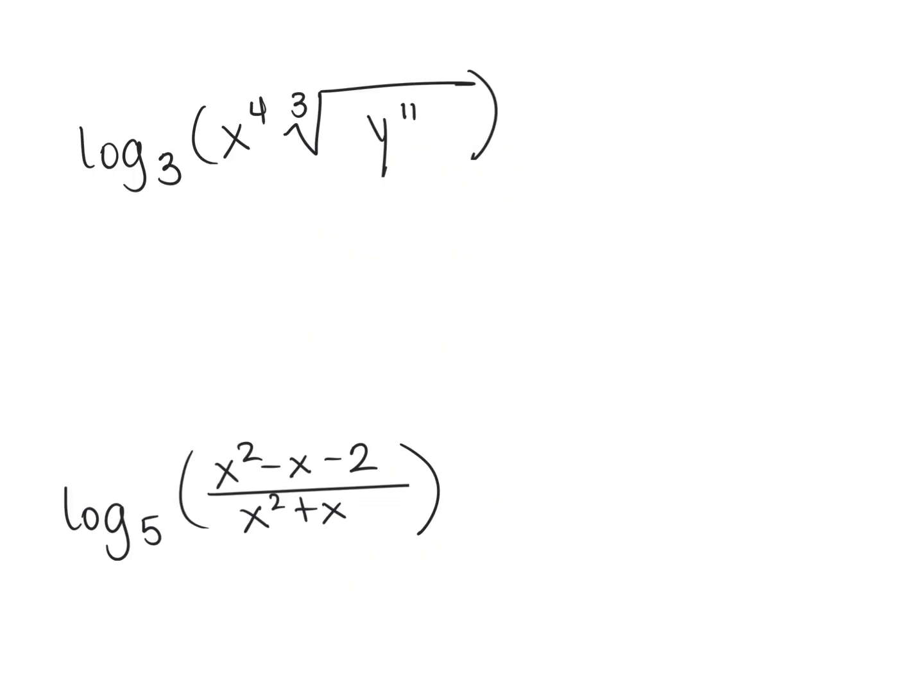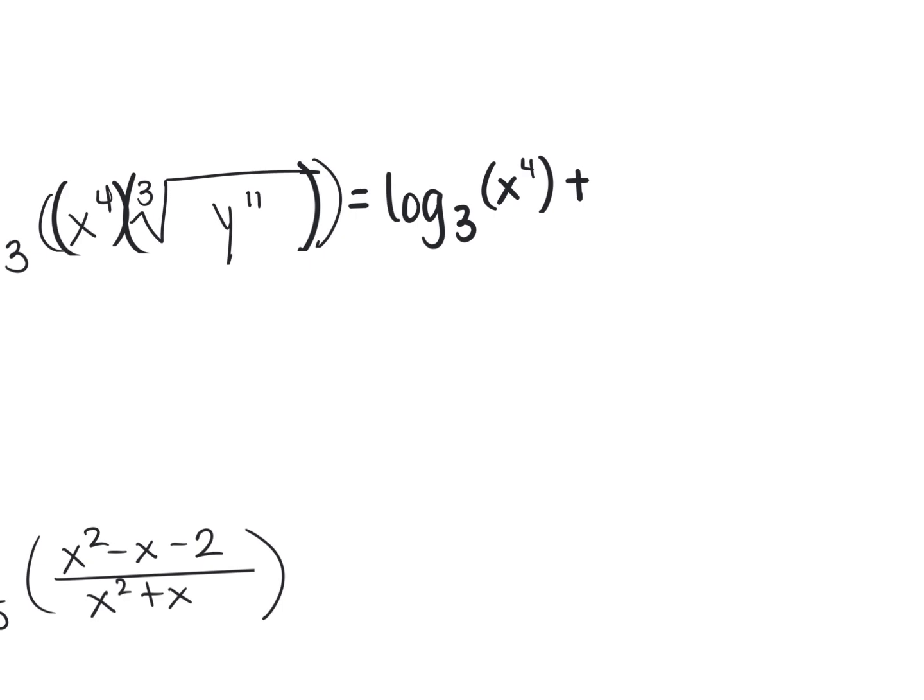For the next couple, we are going to be expanding these. So I'm going to look at what I've got, and we're going to make this into the longest version of itself, if you will. So we have log base 3 of the first one, which is x to the 4th. And then I am multiplying, so I'm going to add, and I have log base 3 of the radical.